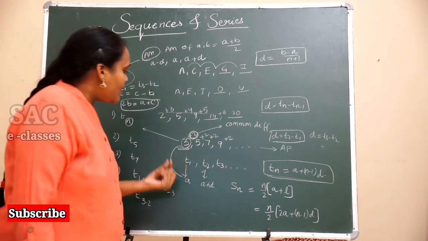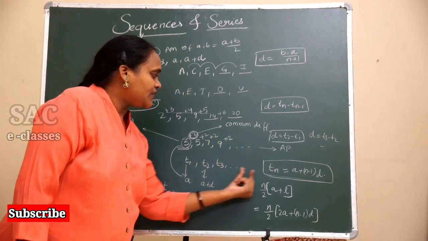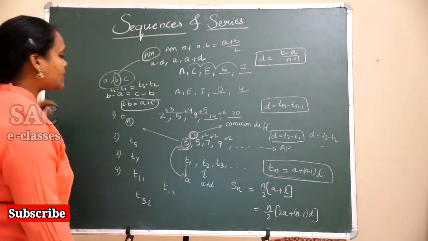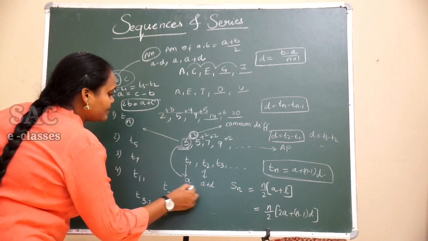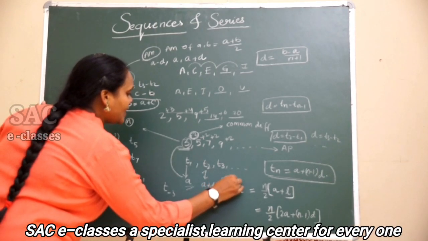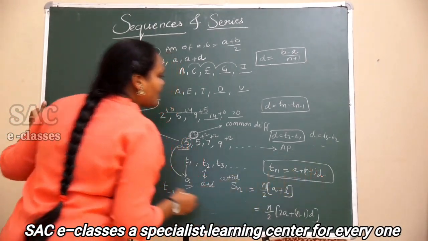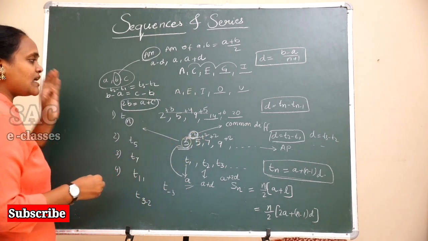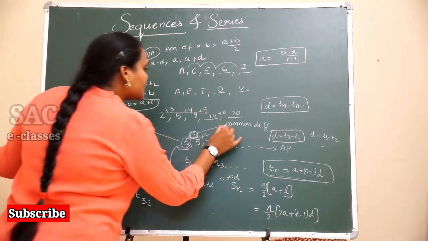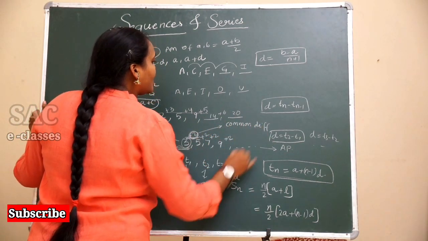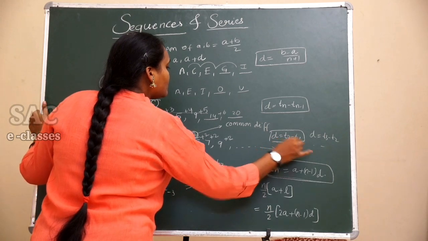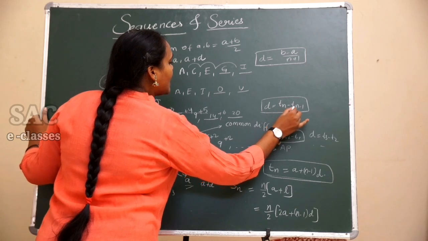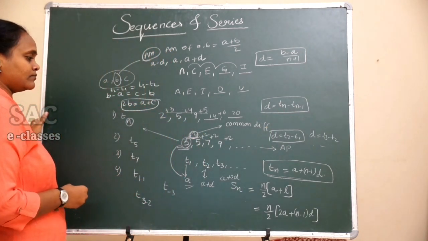Terms of an AP are namely T1, T2, T3 and so on. The unknown term is called Tn. All the terms of the AP are of the form a, a plus d, a plus 2d, and a plus n minus 1 into d. Here the fixed number which we are adding is called the common difference, which can be found by the formula d equals T2 minus T1, or in general Tn minus Tn minus 1.